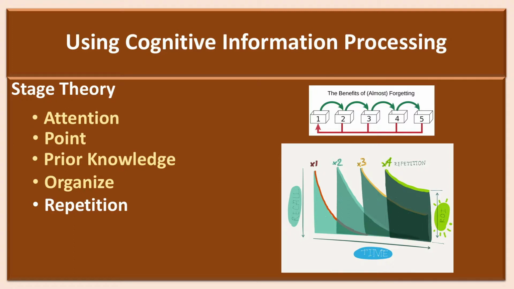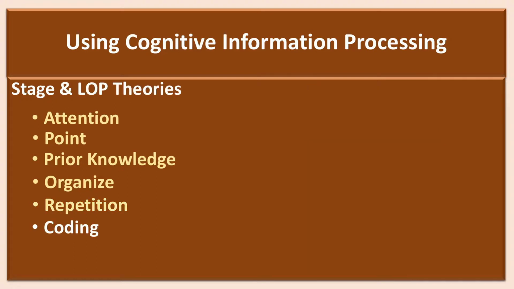to be remembered. Another principle promoted by the stage and levels of processing theorists is the strategy of coding. This is the process of using the first letter of the words to be remembered to create a phrase or sentence that can be learned and then decoded at a later time.